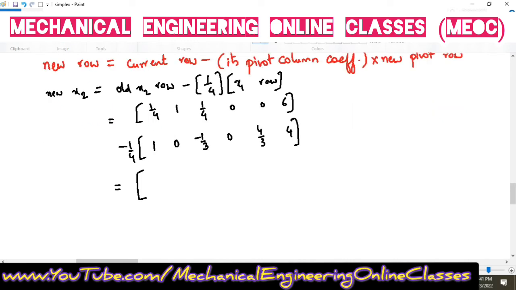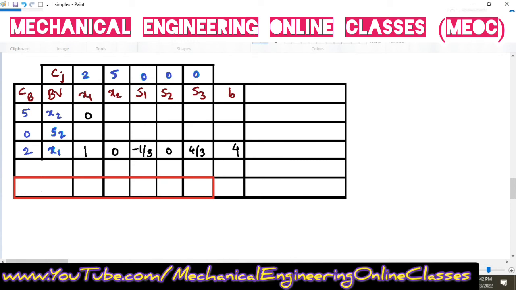And this will come out to be 1 by 4 minus 1 by 4 is 0. 1 minus 0 is 1. 1 by 4 plus 1 by 12 is 1 by 3. Here it is 0, minus 1 by 3 and 5. So this is our new x2 row. Let us write this in the modified table. So it is 0, 1, 1 by 3, 0, minus 1 by 3, 5.